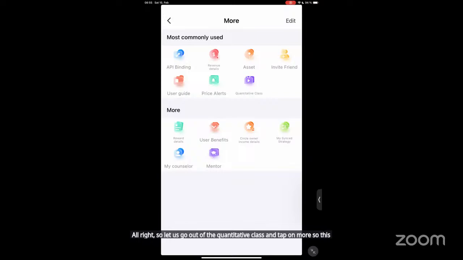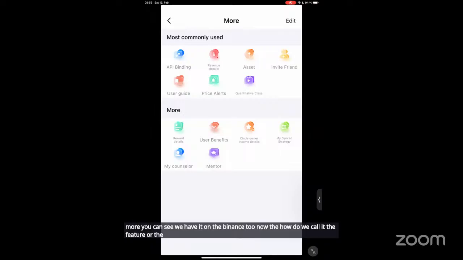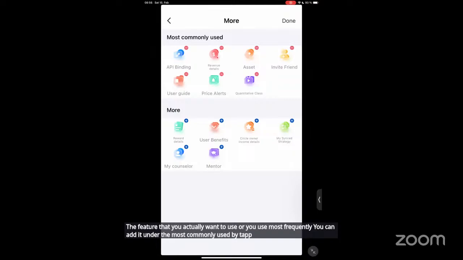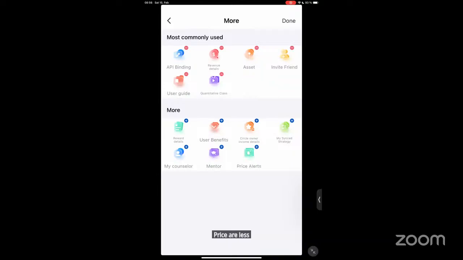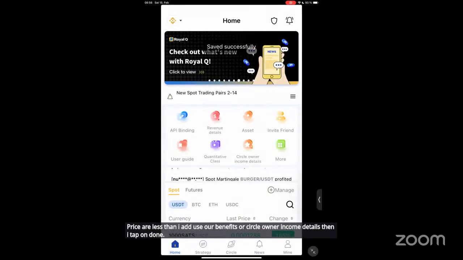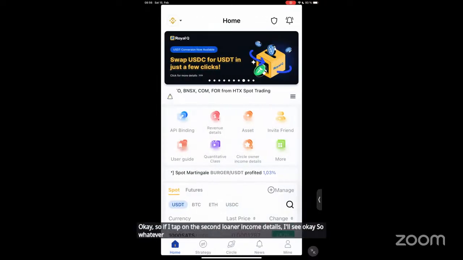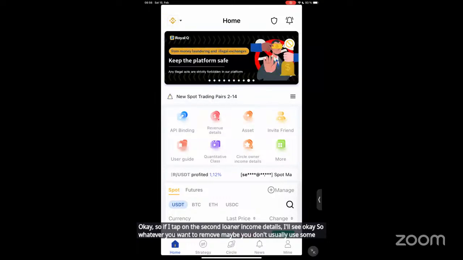So in this more, you can see we have it on the Binance too. The feature that you actually want to use or you use most frequently, you can add it under the most commonly used by tapping on the edit button. Maybe I want to remove price alerts, then I add user benefits or circle owner income details. Then I tap on done. Okay. So if I tap on the circle owner income details, I would see. Okay. So whatever you want to remove, maybe you don't usually use some features here, you can just tap on more, edit it to suit your needs.